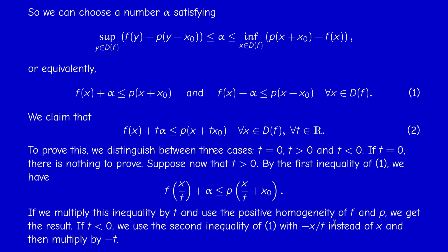Now, if t is negative, I use this inequality. But I put instead of x, x over t, which is still in the domain. So same thing, but I multiply by minus t, which is positive, and I get the same thing. Okay.